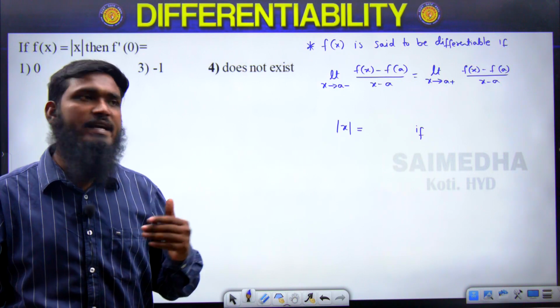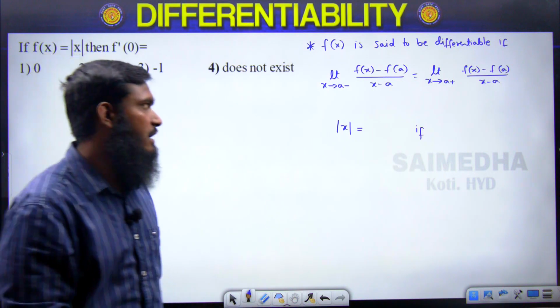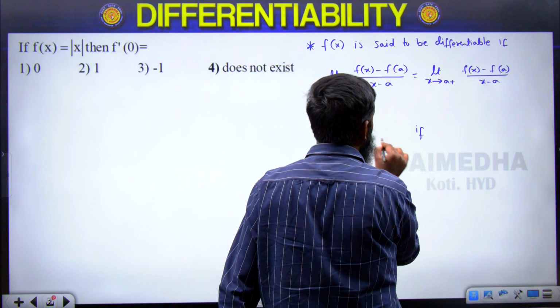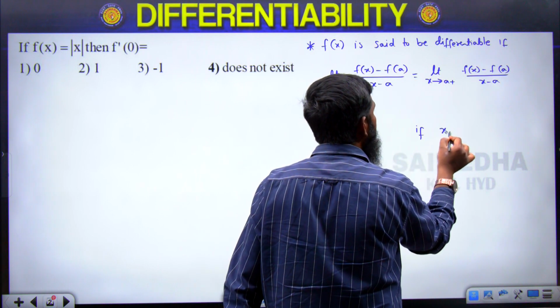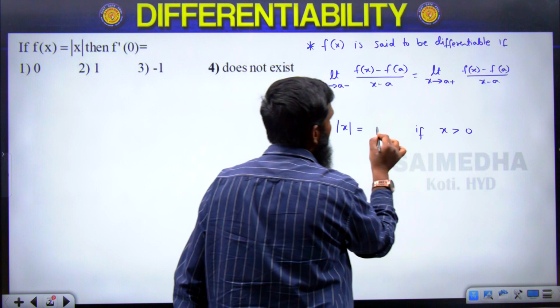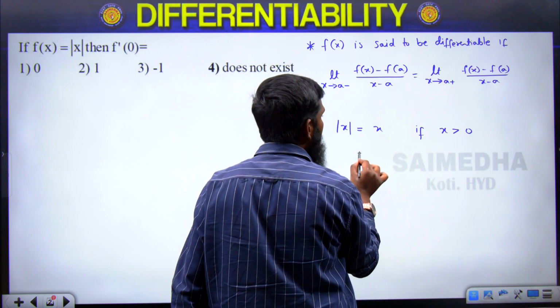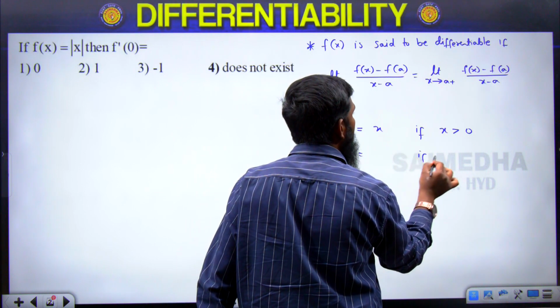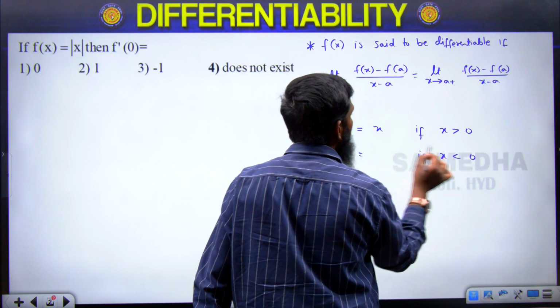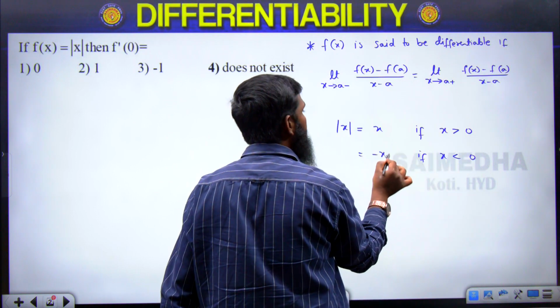According to those conditions, let us write what we have. Mod x is equal to x if x is greater than 0. Next, if x is less than 0, then we take minus x.